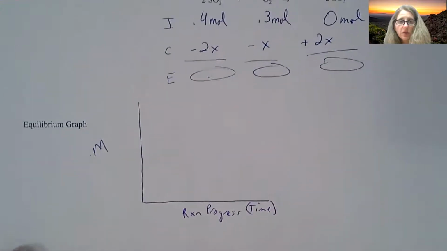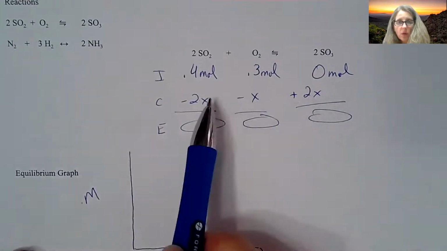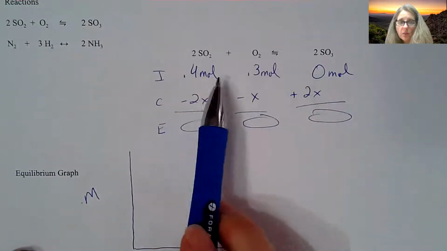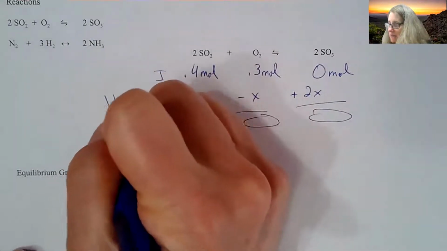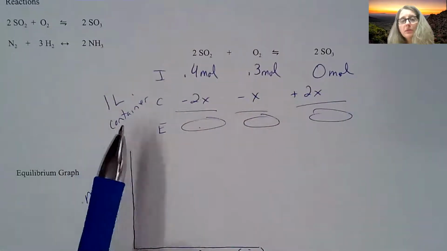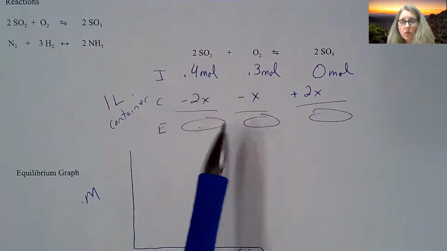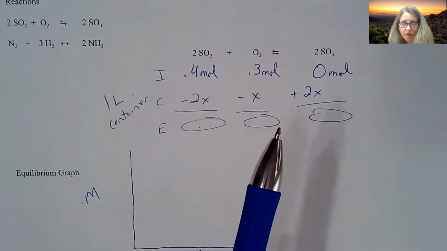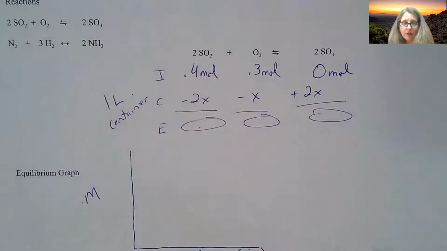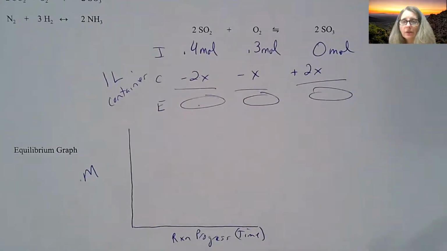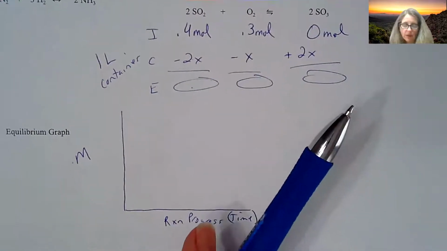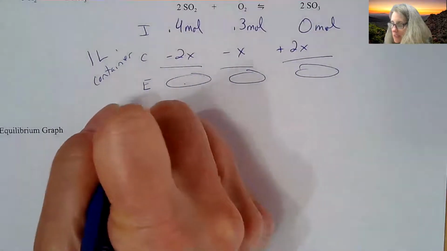Now, these graphs are always going to be done in molarity. Up here in my example, I did things in moles. So please note that you're going to have to be given the volume of the container in order to do what we call concentration calculations. So let's say that this is all done in a 1 liter container, and realize that for this equilibrium, we must always think of it as in the same container.